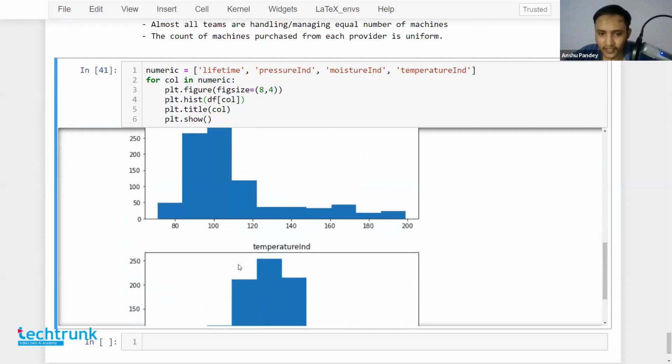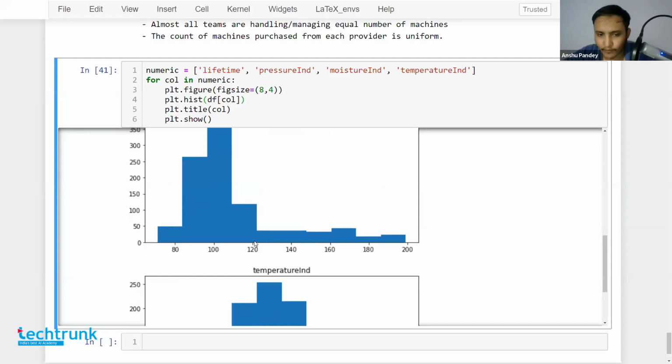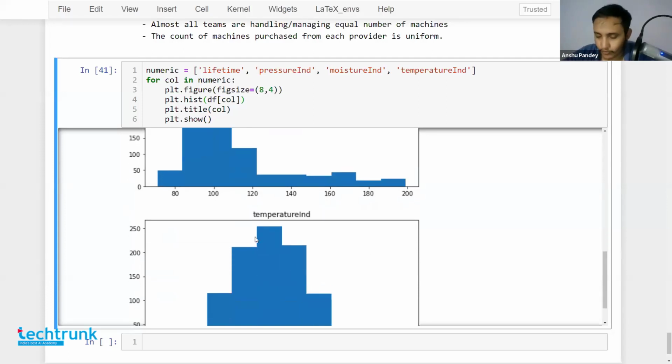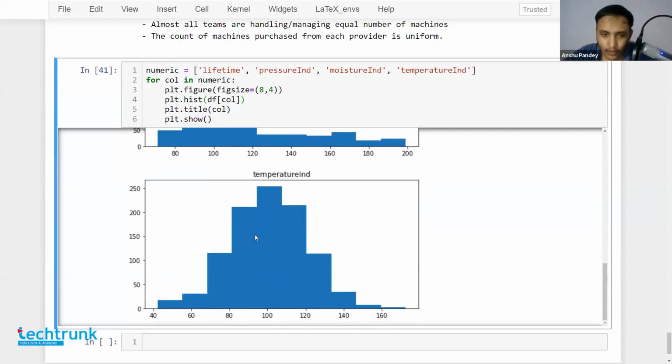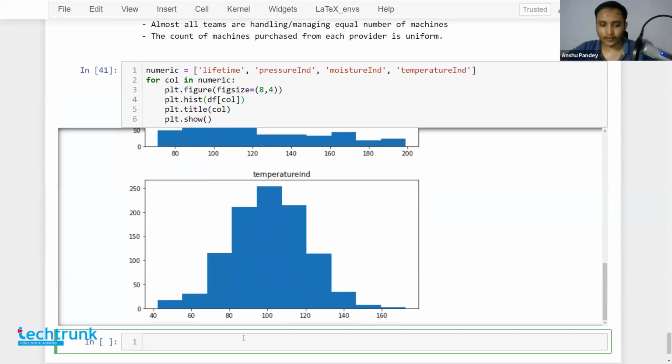And so you can see that most of the machines are having between 80 to 120. So it could be a possibility that 80 to 120 could possibly be a safe range of moisture. We are not sure with that because this is univariate. Temperature is almost a normal distribution, right? Most of the machines are operating between the temperature 80 to, let's say, 120, right? So we can write our analytics here.